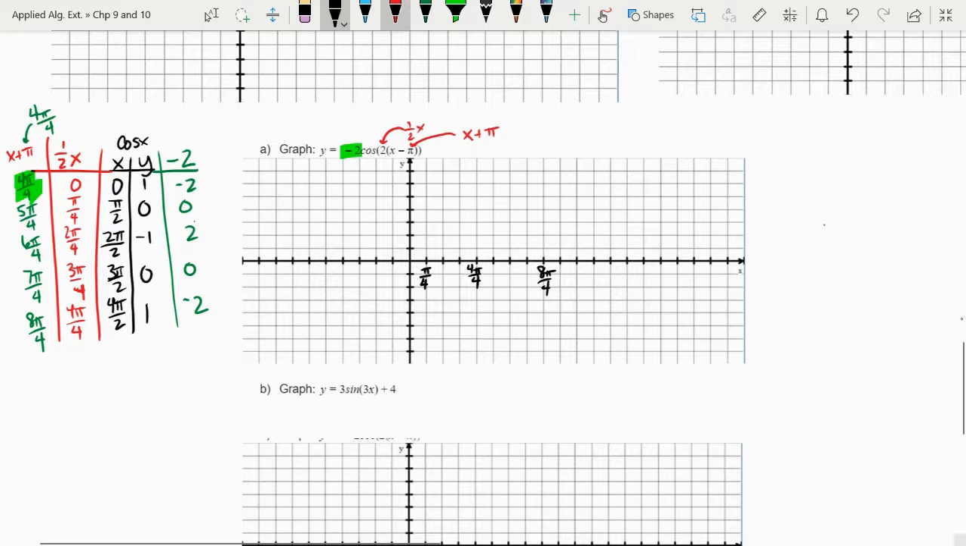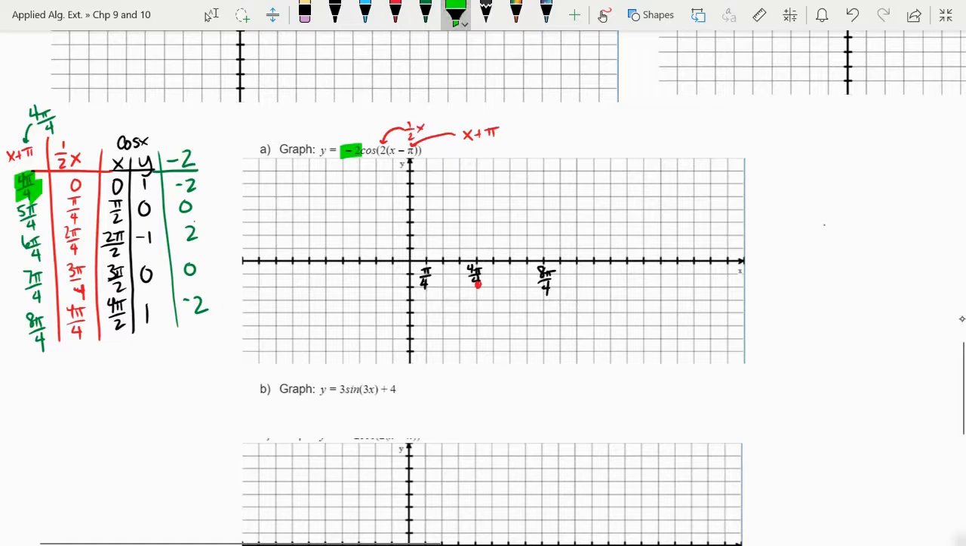And then we're going to put all of our points in. So 4 pi over 4 is 0. 5 pi over 4. Oops, I messed up my first point. 4 pi over 4 should be -2.